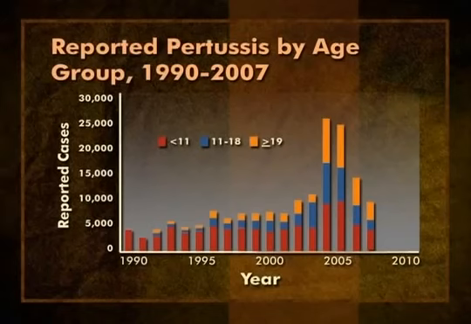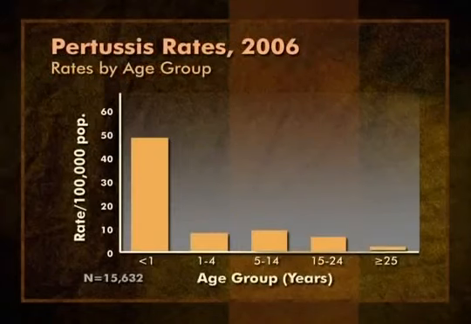of all reported cases. Although persons 11 years and older accounted for the largest proportion of cases, infants had the highest rates of pertussis by far. In 2006, the rate among infants younger than 1 year of age, shown in the far left bar on this graphic, was 49 per 100,000 population. This rate is more than 4 times higher than the rate among persons 5 to 14 years of age and more than 20 times higher than for persons 25 years and older.